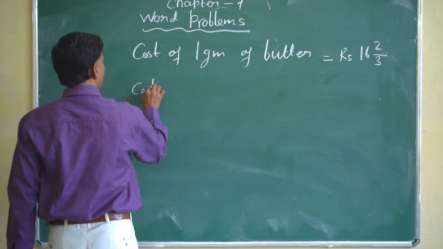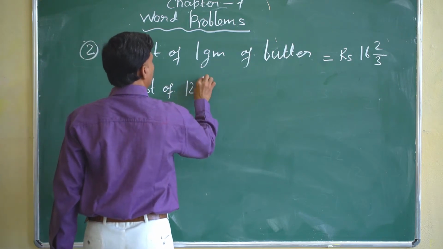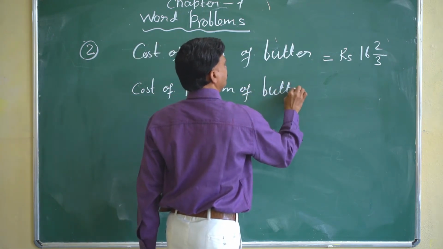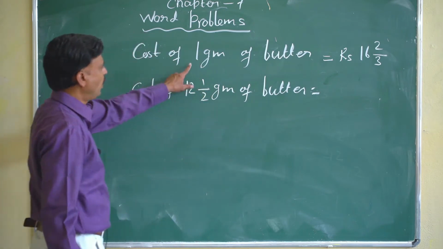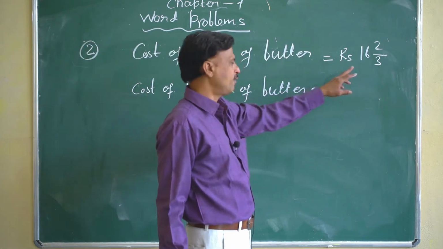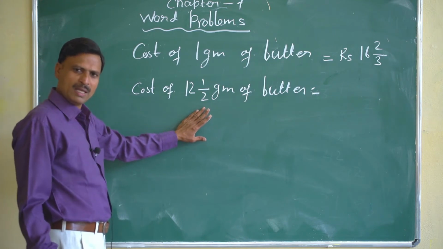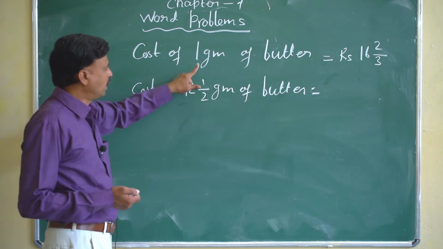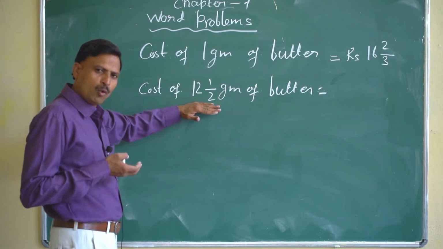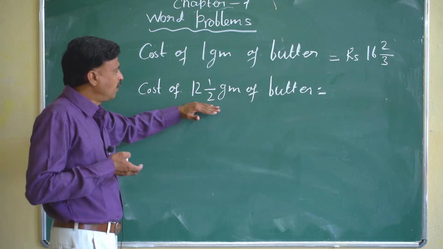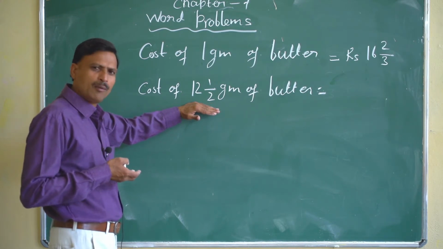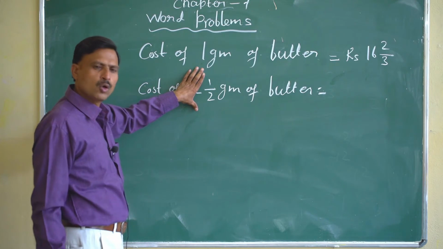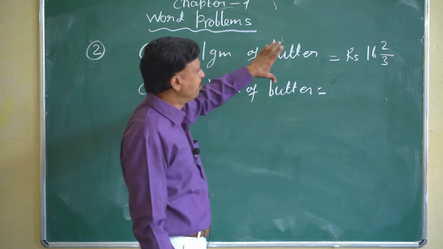Cost of 12 and a half grams of butter, right? So the 1 gram cost is given. We have to find the cost of 12 and a half, which means we want to find the cost of more quantity. So whenever we want to find the cost of more quantity, we have to multiply.